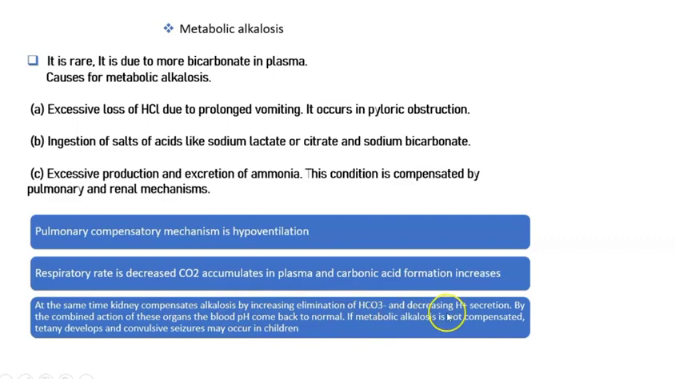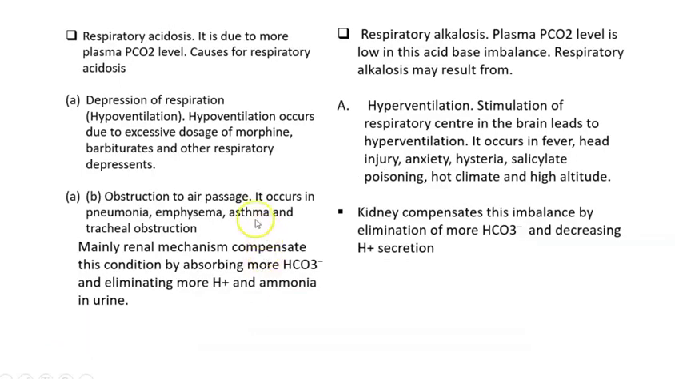So if the metabolic alkalosis is not compensated, it can make the body develop convulsions, and seizures may occur in children. It makes the body begin to develop seizures. That is why it is very important. So now we are looking at respiratory acidosis.